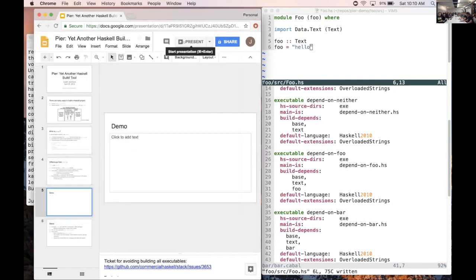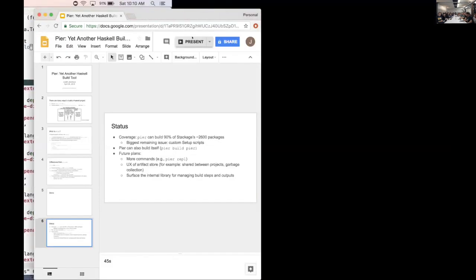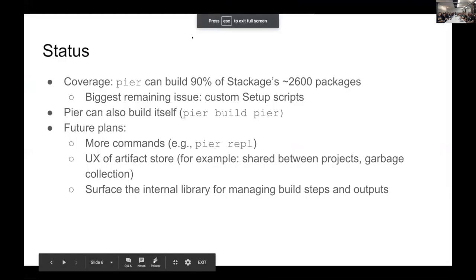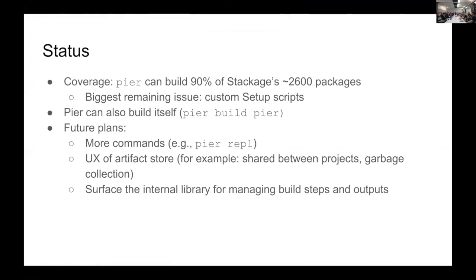Okay, so I'm going to just wrap up with this final slide. Just the current status: it doesn't have full coverage, but even though we're not going through the Cabal library, we can still build 90% of all the packages on Stackage, which is pretty nice. The biggest blocker, other than a few minor details, is a bunch of packages have custom setup scripts, meaning basically mutating the configuration and build steps of the Cabal build.